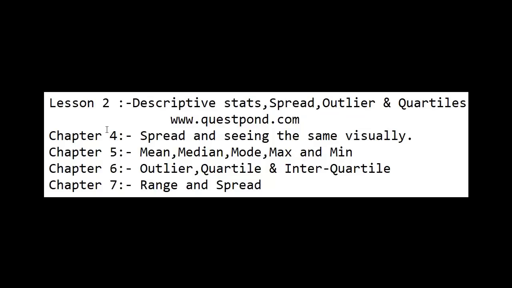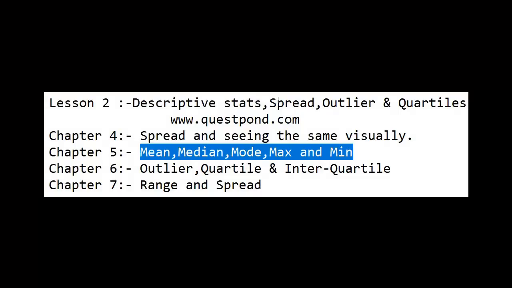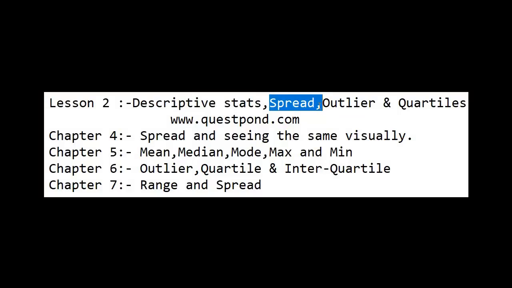Welcome to lesson 2. Lesson 2 covers 4 important topics. Descriptive statistics, which means mean, median, mode, max, and min. It talks about spread and the importance of spread. It talks about outliers and quartiles. This whole lesson is approximately 15 to 16 minutes and has 4 chapters. So let us get started.